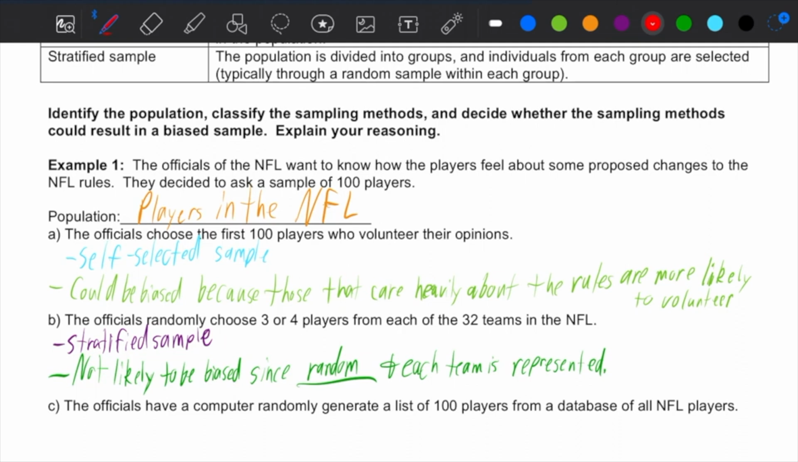C, the officials have a computer randomly generate a list of 100 players from a database of all NFL players. So this would be our simple random. So it's like they were drawn out of a hat. In this case, it's just drawn from a computer. And this one's not likely to be biased either. And it's because it's random. And once again, that's going to be the biggest deal in whether or not something's likely to be biased or not, is whether it was truly random or not.